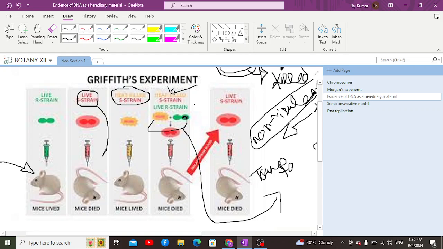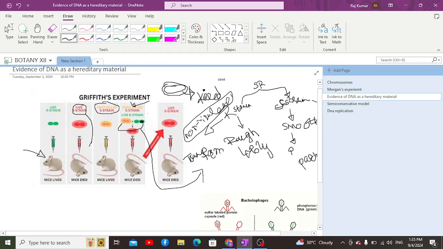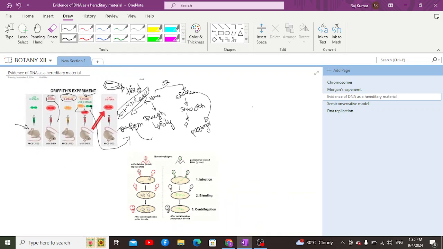Now, this was clarified that some sort of material was being transformed from the S strain towards the R strain, which caused the R strain to become virulent. But the problem was that the nature of that hereditary material was unknown, whether it was chemically DNA, chemically RNA, or chemically protein. So that was something which needed to be confirmed.